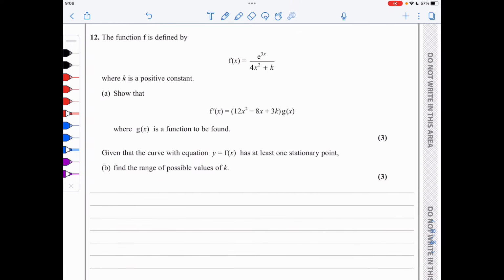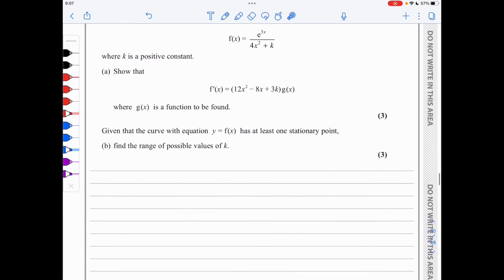In 12, we're given f of x here, and we need to show that its derivative can be written into this form where g of x is a function to be found. I will be using the quotient rule of differentiation here. So I start by differentiating the top, which gives me 3e to the 3x, and I keep the bottom, 4x squared plus k, minus keep the top, and I differentiate the bottom to give me 8x, and all over the bottom squared, which is (4x squared plus k) squared.